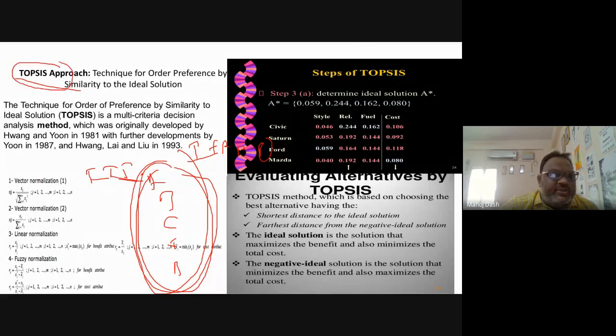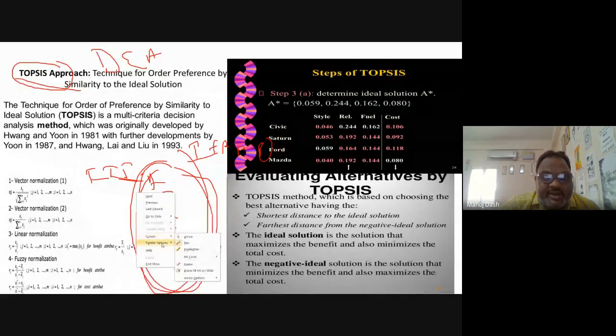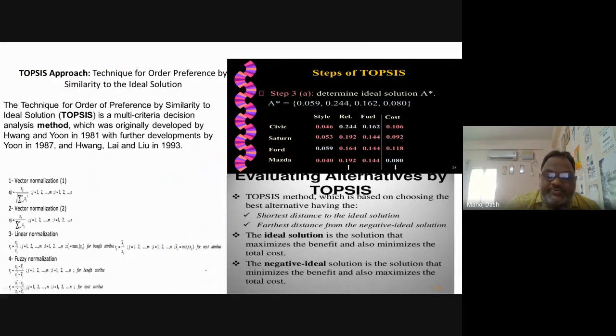But another technique is called DEA, data envelopment analysis. On the basis of the DEA method or the TOPSIS method, you can rank your decision-making units. So if you want to rank your brands, or rank a corporate or company, in that case also you can apply TOPSIS.